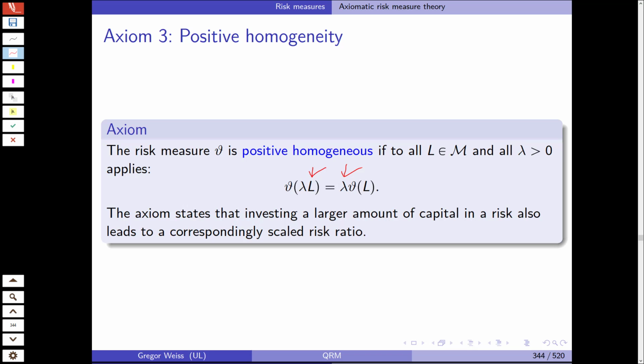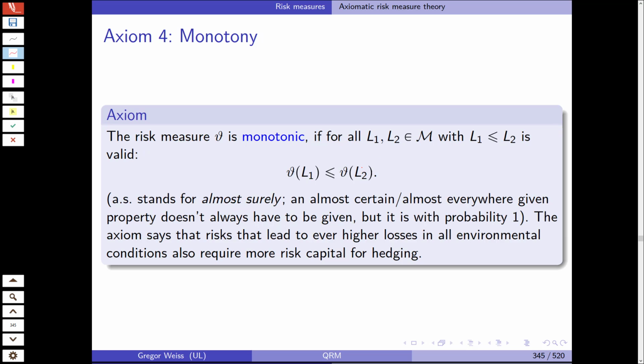This is not obvious because it might be that if you invest more and more money, your total risk actually increases because you have liquidity concerns. We'll get back to that later.